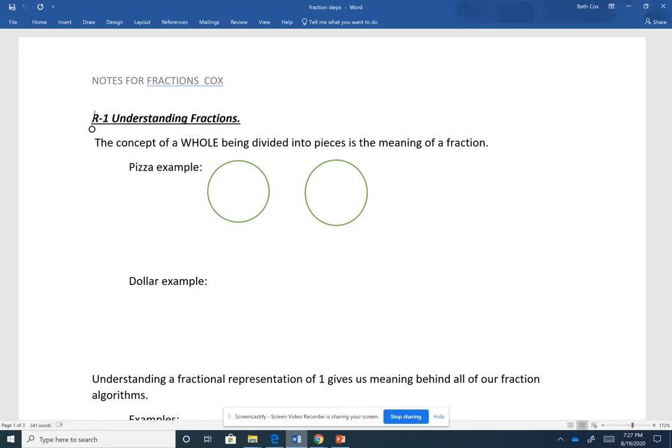So the concept of a whole being divided into pieces is the meaning of fraction. You learned this back in grade school when you did pizza. We would take a whole pizza and cut it up into pieces. Most pizzas are cut into 8 slices, but this is eighths, E-I-G-H-T-H-S. And this one would be cut into, we'll just do, fourths.